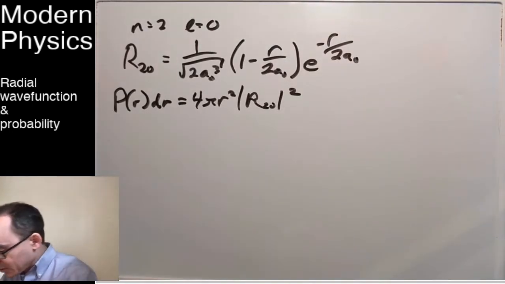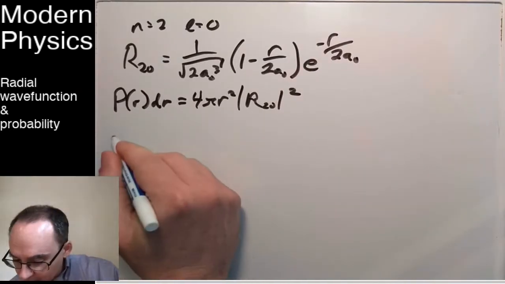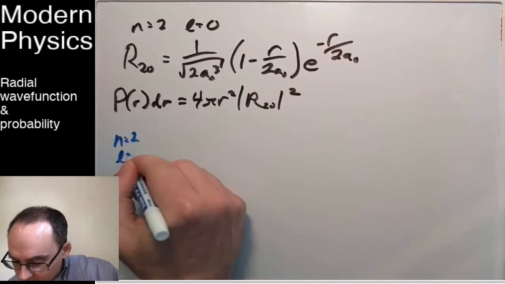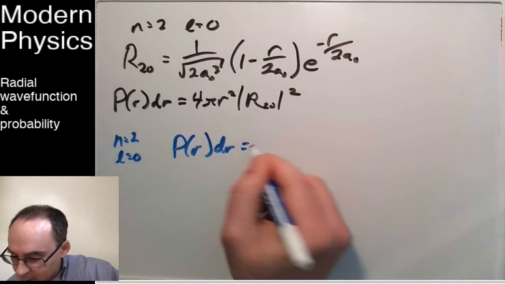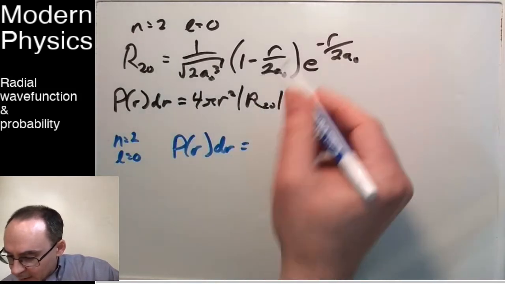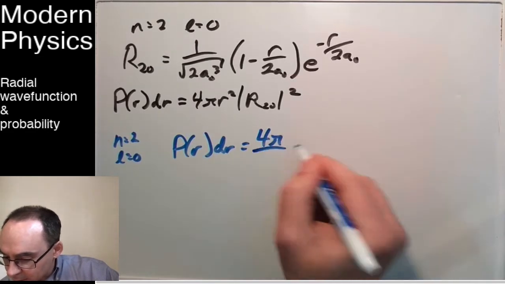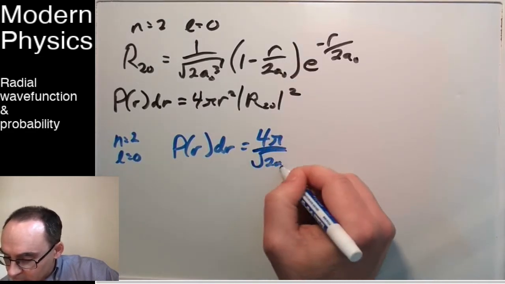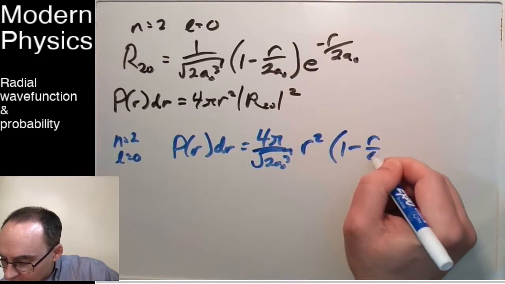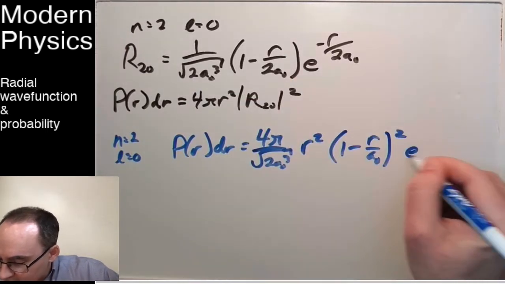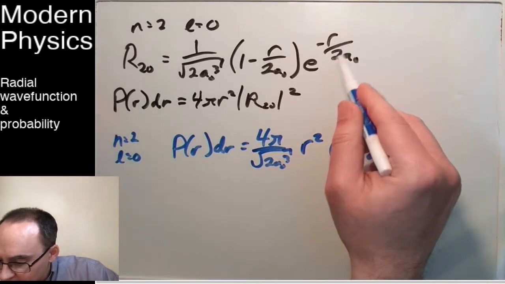So let me erase the picture, and for this particular wave function, let's look at what that is. For n equals 2, L equals 0, P of r dr is basically this squared times 4 pi r squared. Let me bring the constants out front to keep them out there: root 2 over a naught cubed. I have an r squared, and 1 minus r over a naught, that's squared because I'm squaring the wave function, and then the exponential is squared as well because I'm squaring the wave function. That's just going to get rid of the factor of 2 there.